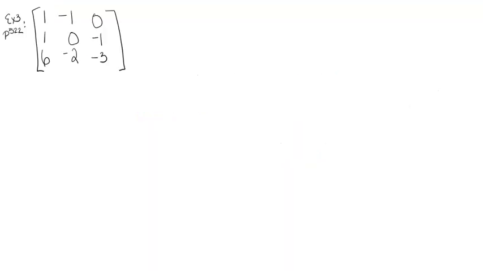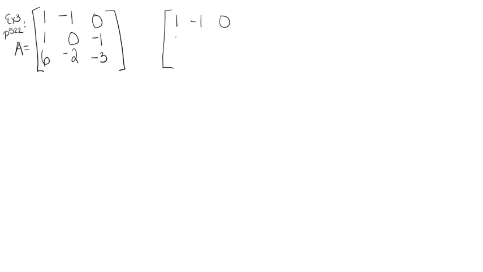Okay, so example 3 on page 522 says to find the inverse of matrix A. Matrix A equals, let me write this down, 1, -1, 0, 1, 0, -1, 6, -2, -3. So we're going to start this process by rewriting it as a doubly augmented matrix, or triply now, an augmented matrix with its identity matrix of the same order.